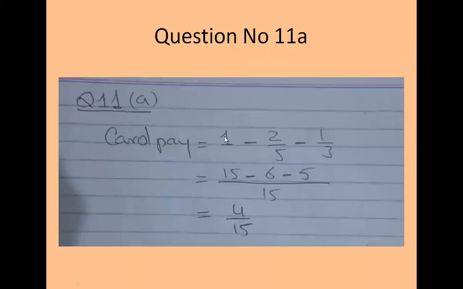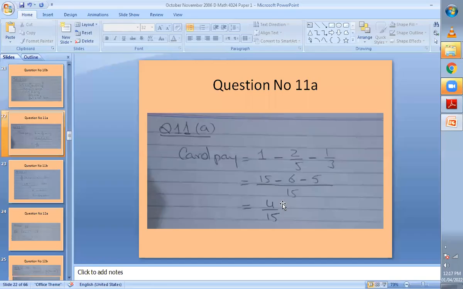So here we go. Carol pays 1 minus 2/5 minus 1/3. Take the LCM, which will be 15. 15 divided by 1 is 15, multiplied by 1. That will be 15 minus: 15 divided by 5 is 3, 3 multiplied by 2 is 6; 15 divided by 3 is 5, 5 multiplied by 1 is 5. So 15 minus 6 minus 5, and you are left with 4. So 4 by 15. Carol will pay 4 by 15 of the cost.